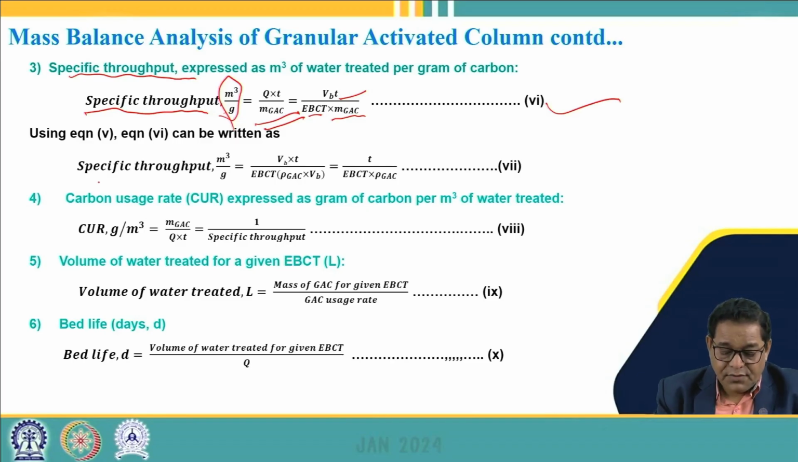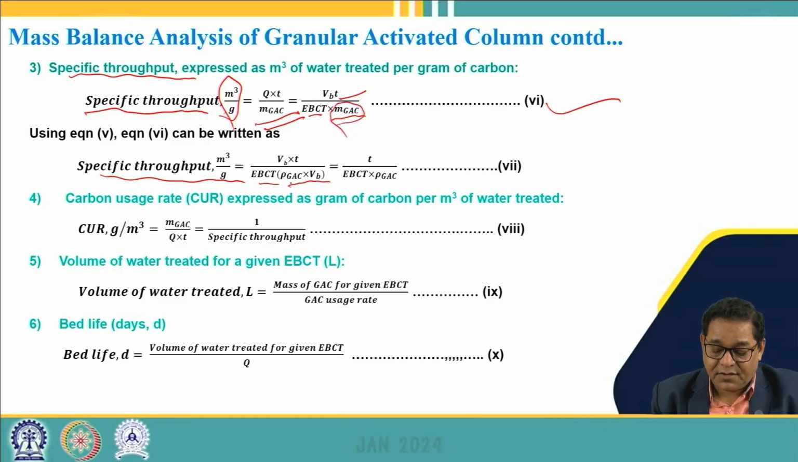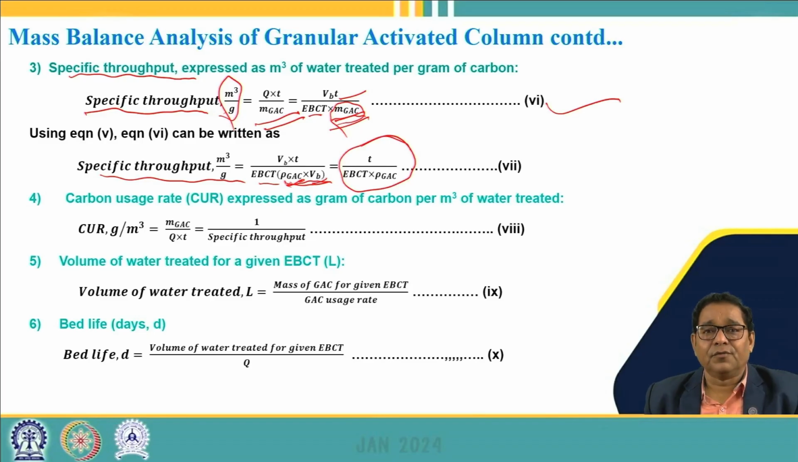Then similarly, we have another form of this. We can write VB into T divided by EBCT. Then the mass of the granular activated carbon we can replace by density into the volume of the bed. So the density of granular activated carbon into VB will give you the mass of granular activated carbon. After substituting this value, we finally get the specific throughput volume using another equation, that is equation number 7.